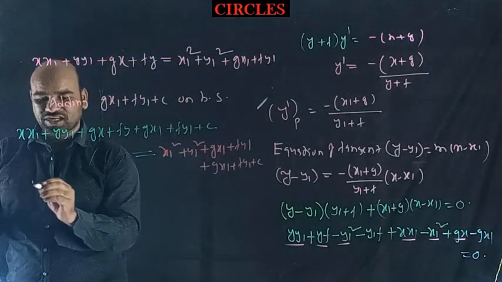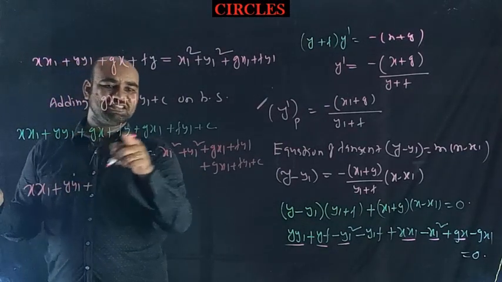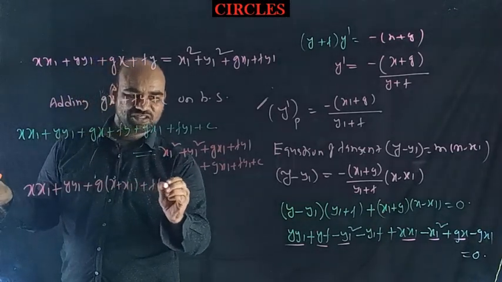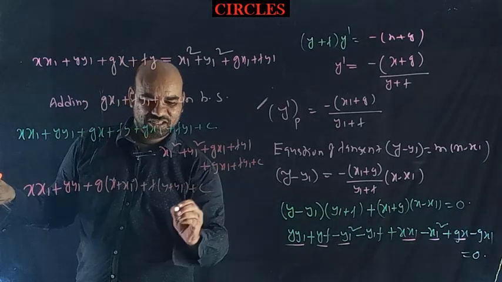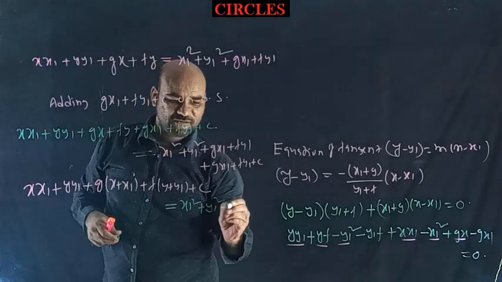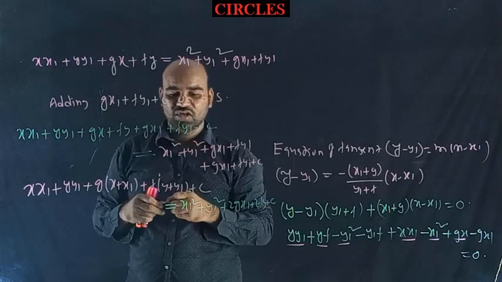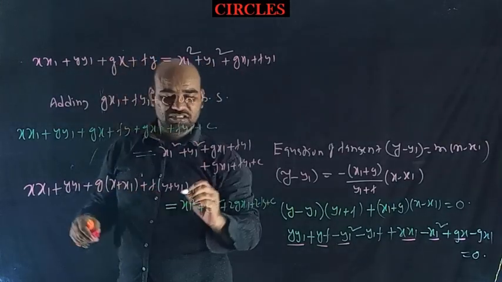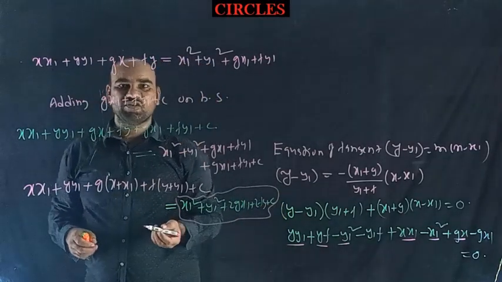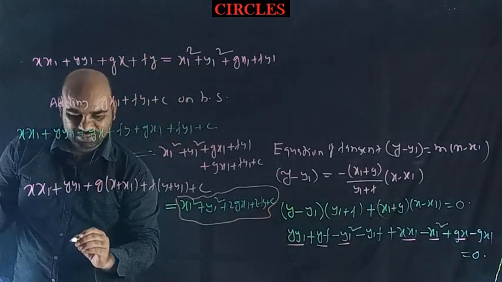Okay, now I want to write in standard form. xx1 plus yy1, gx1, I can take g common. g times of x plus x1 plus f times of y plus y1 plus c equal to x1 square plus y1 square plus 2gx1 plus 2fy1 plus c. Important note, this is equal to 0 only. How can you say? x1, y1 is a point on the circle only, no? Since, so I can write like this.